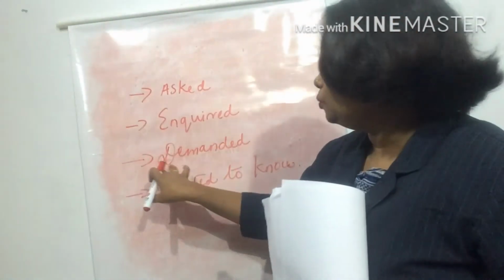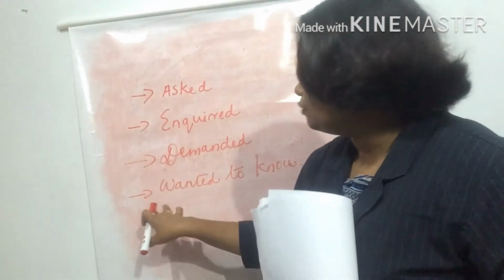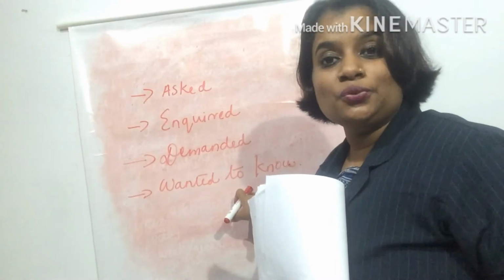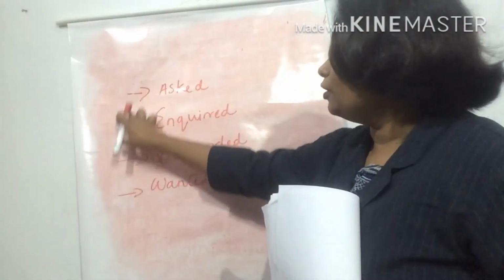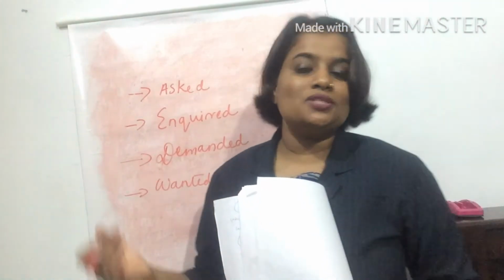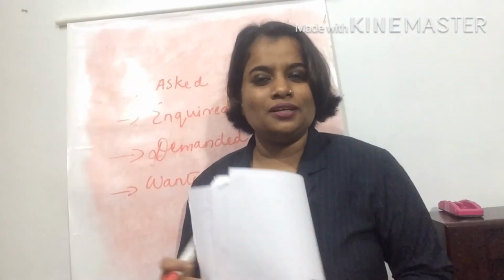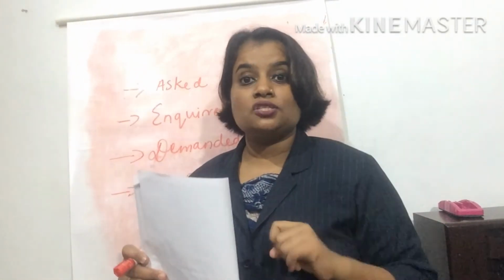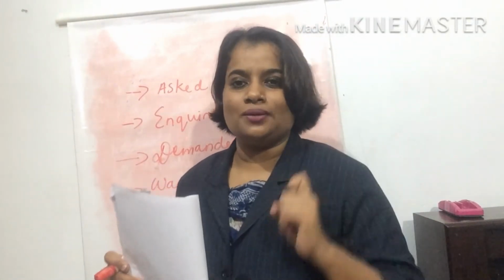Okay. Third one is demanded. And the fourth one is wanted to know. So you can use any one of the following reporting verbs whenever you are trying to transform the statement from direct to indirect in the case of a question part. Okay, then let's go and discuss the statement.